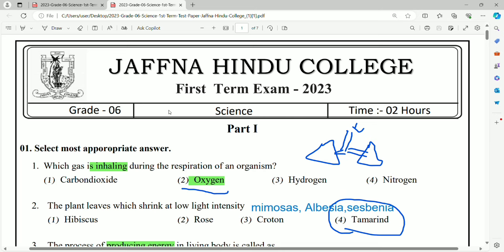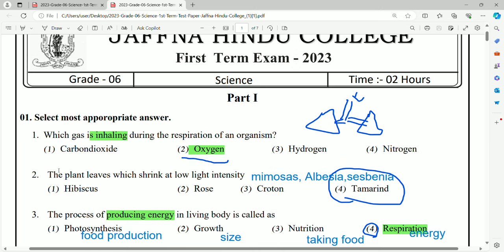Jaffna Hindu College paper, first term, Grade 6. The first question: select the most appropriate answers. Which gas is inhaled during the respiration of organisms?